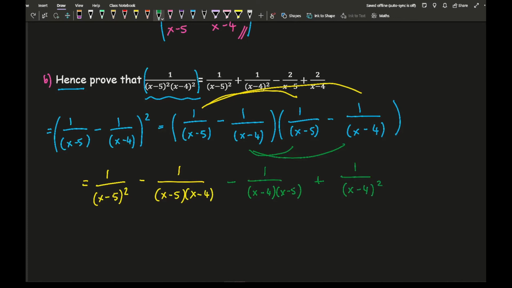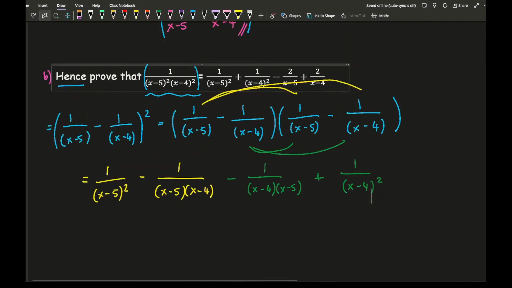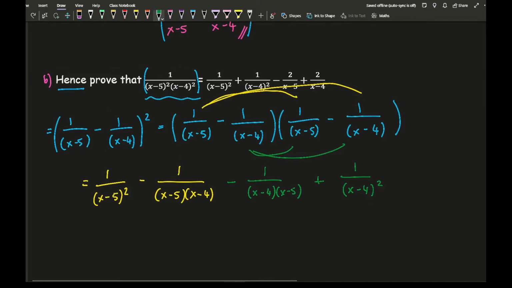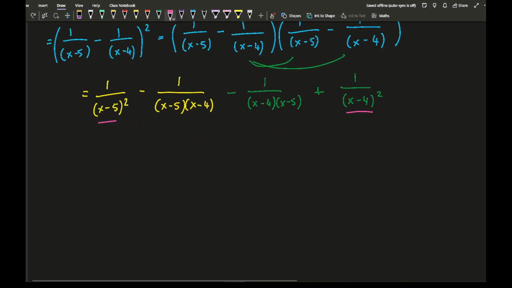and then I end up with plus 1 over x minus 4 squared. Now from this, we've not quite made it look like what we want it to look like. If I just get rid of those yellow loops, this is basically what I'm wanting. We want to make it look like that, and so far it doesn't. I've got two of the components, I've got this and I've got that, but the middle two, this bit here, is what I haven't got. Now one thing the eagle eyes of you will spot is that this and this is my answer in part A.